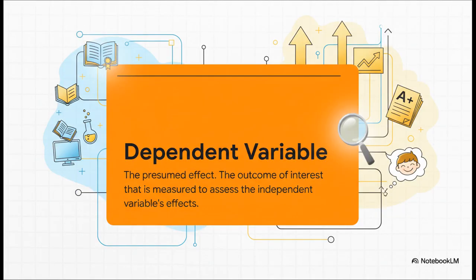And that's our dependent variable. This is the outcome, the result we're measuring. Its value is thought to depend on whatever happened with the independent variable. So if we want to know if a new study method works, the test scores of the students would be our dependent variable. Make sense, right?